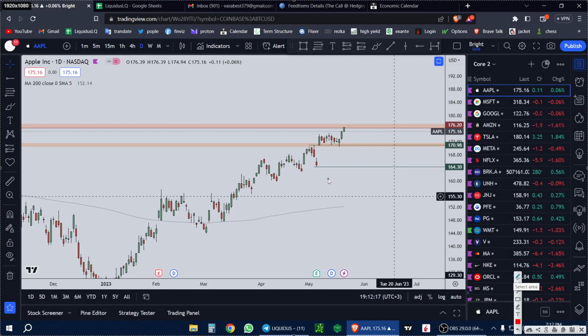We wanted to get long of Apple into the earnings. You have this relative drop into the earnings, into the key zone right here. Get long of it. And that's how we played those two names.